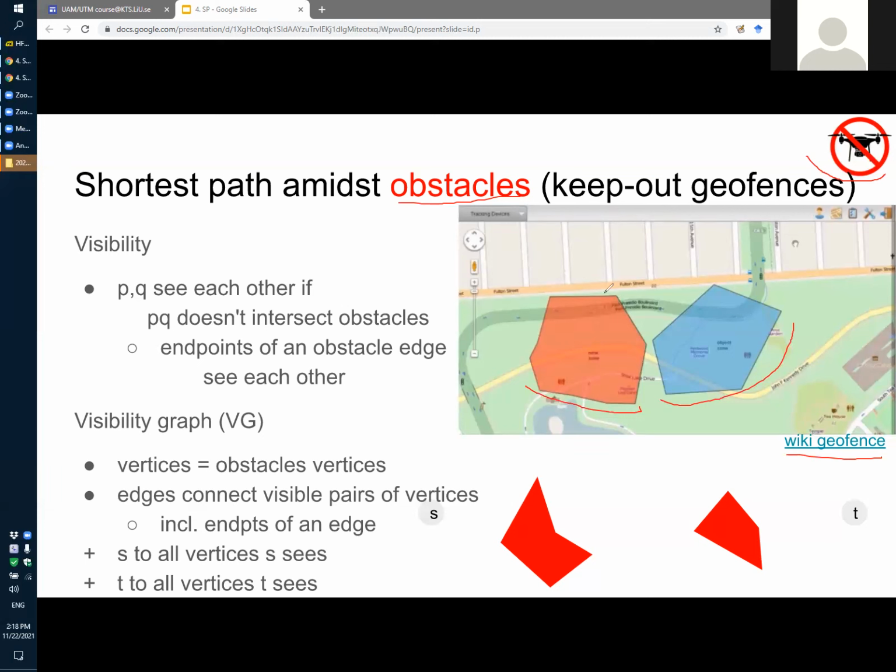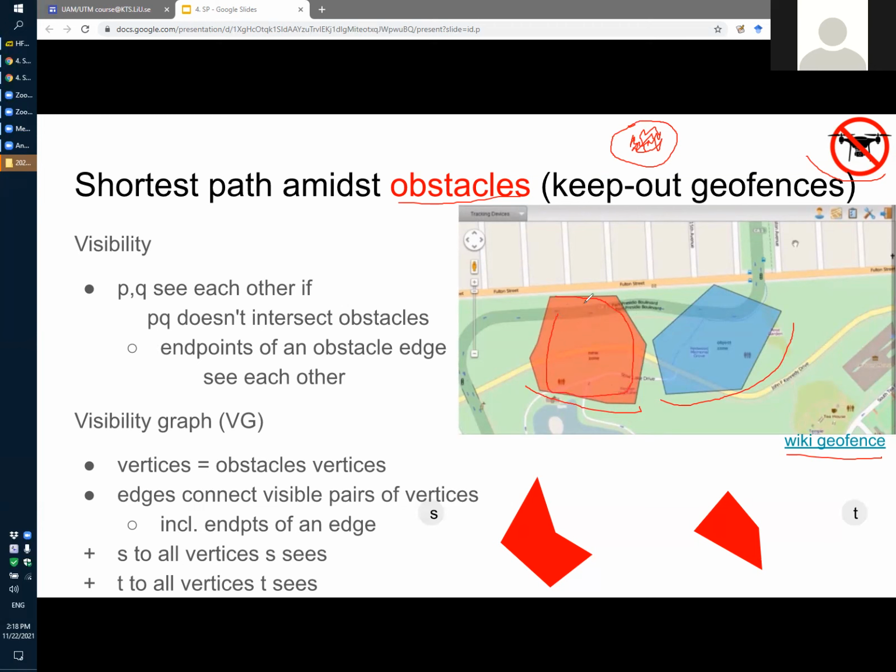There are several types of geofences. Sometimes people speak about keep-in geofences, like you lasso a region in a plane and the drone should stay, or your operations should stay inside the geofence. But most often the obstacles are these keep-out geofences. So they really define the exclusion zone where the drones shouldn't enter.